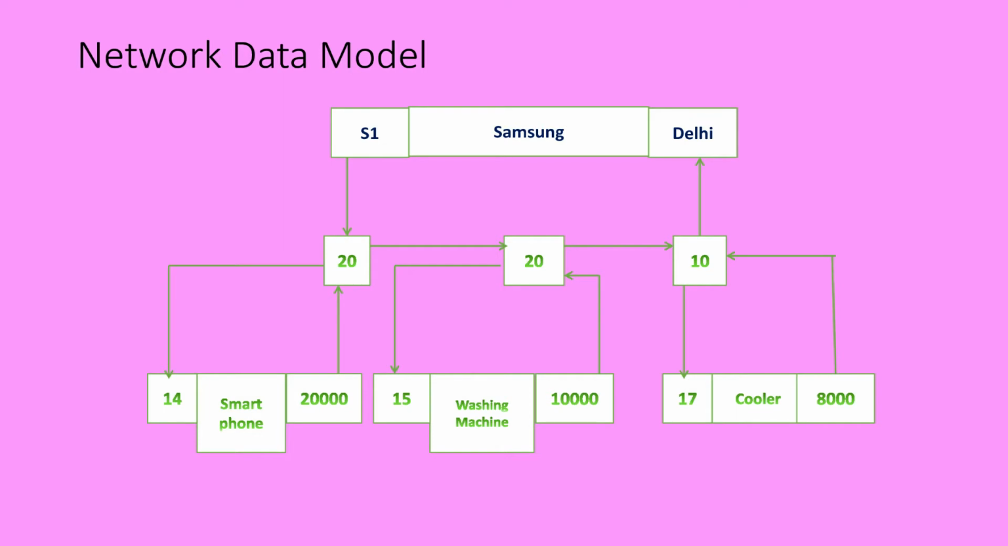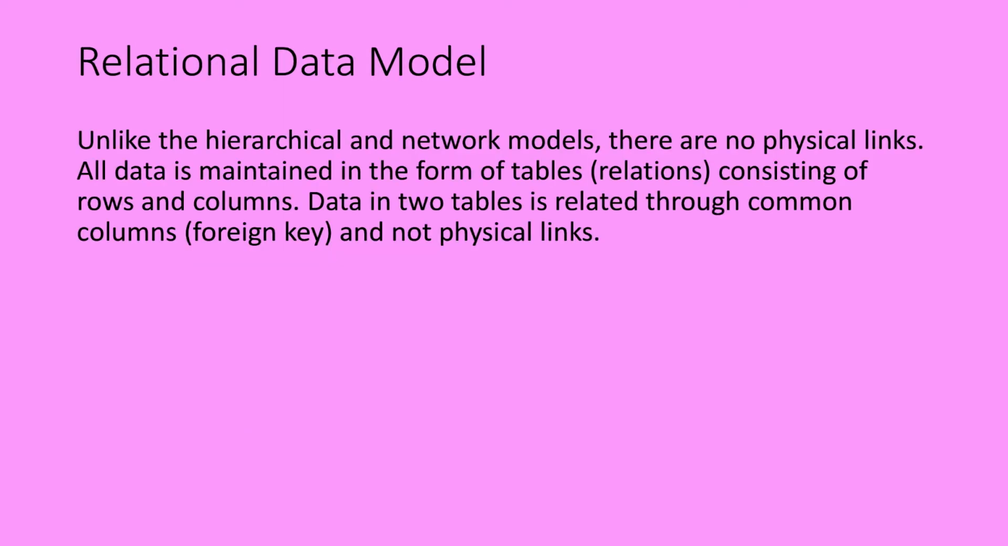Next topic is relational data model. Unlike the hierarchical and network models, there are no physical links. All data is maintained in the form of tables, consisting of rows and columns. Data in two tables is related through common columns and not physical links.